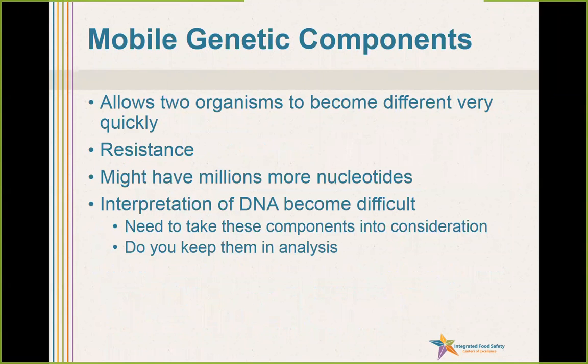Mobile genetic elements are important for epidemiologists to understand as they can allow two organisms to become different very quickly and cause resistance. Because they can add from a few thousand nucleotides to potentially hundreds of thousands of nucleotides to a genome, the interpretation of DNA becomes difficult. Some plasmids can be more than 100,000 nucleotides long. For analysis purposes, you need to take these components into consideration and determine whether to keep them in the final analysis.